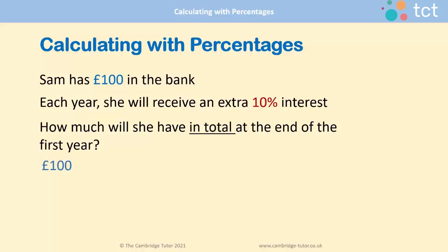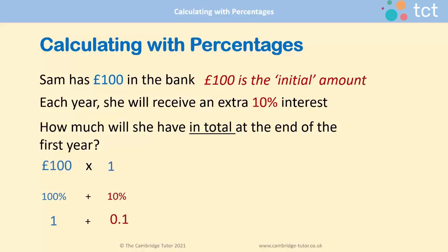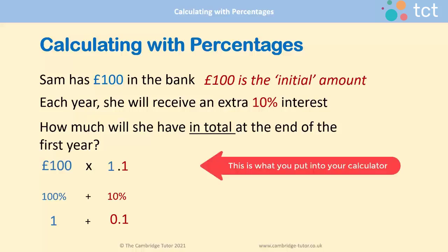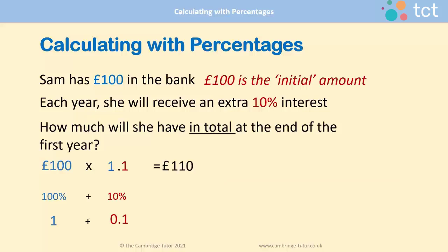So that £100 is 100% of the amount she has in the bank at the beginning of the year. That's one whole thing. When we're multiplying that and we're being asked for the total amount and not just the extra percent, we include the initial amount in the calculation. So you would be multiplying £100 by 1 and then the extra 10%, which is 0.1. So the calculation is £100 times by 1.1, which is £110.